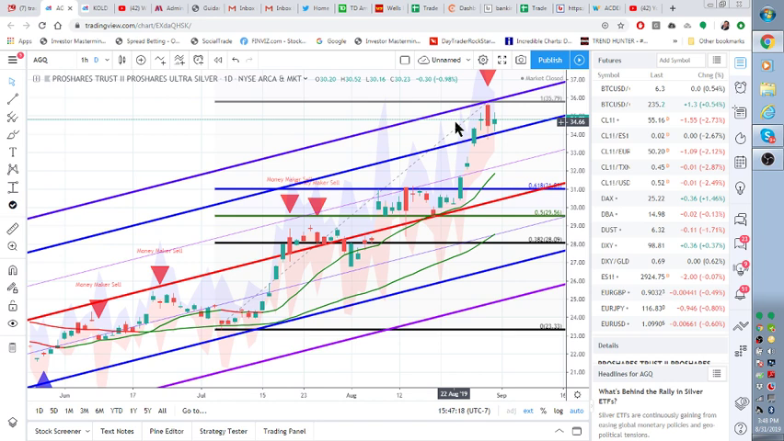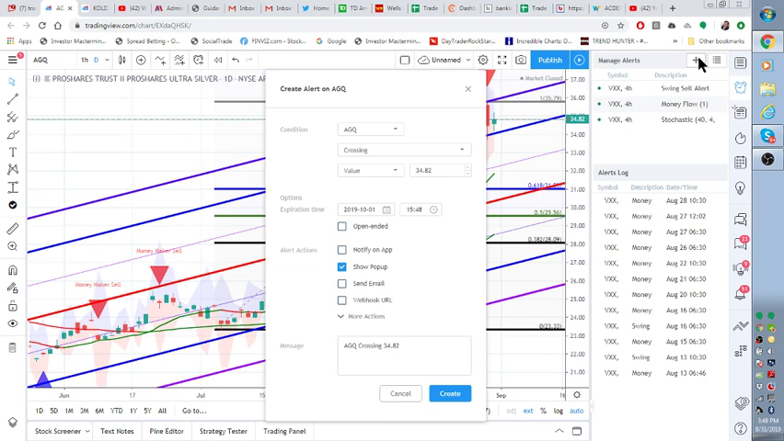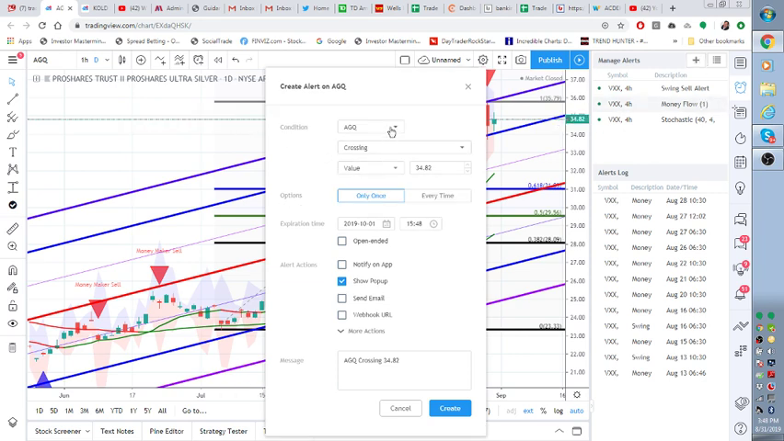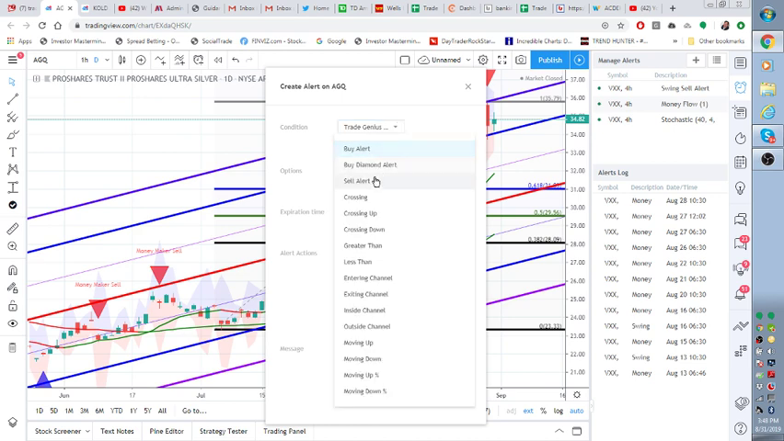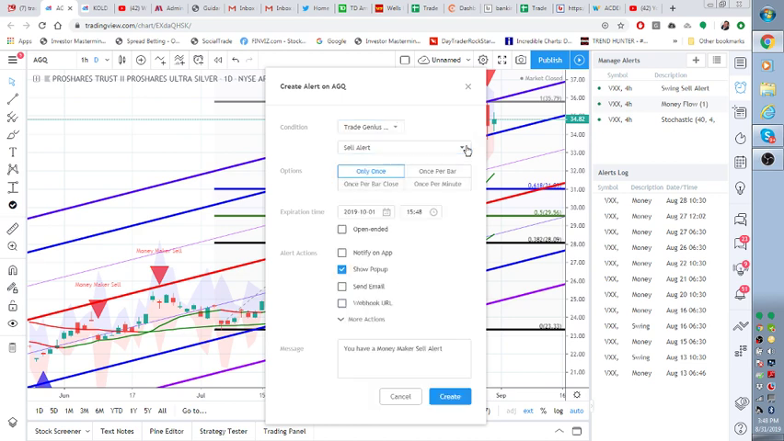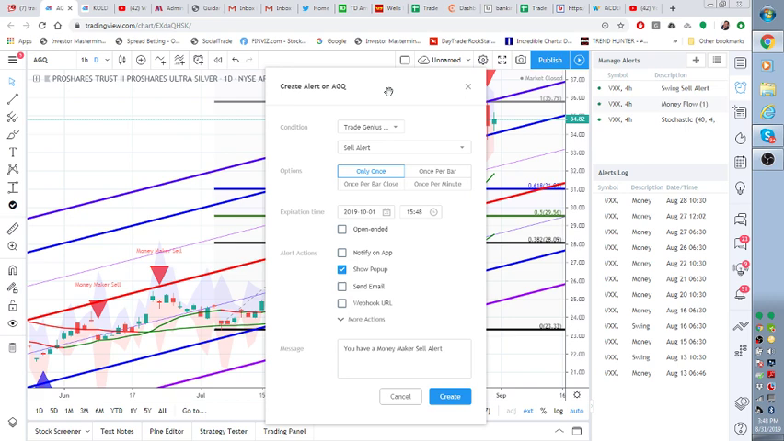Oh, and by the way, you can take this trade, and you could throw an alert on it too. So you have these right here, Trade Genius Moneymaker. You can click on it, and then you can say a buy alert, or you could say I want a sell alert for it. Or we have that diamond alert to say I want to see everything where the waterfall ends. So it's pretty cool. I hope you guys like it.